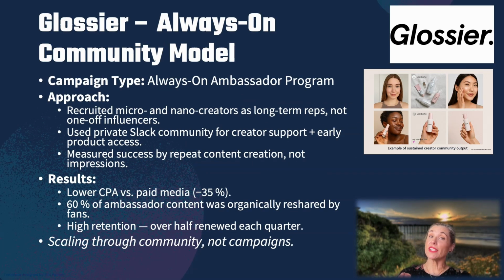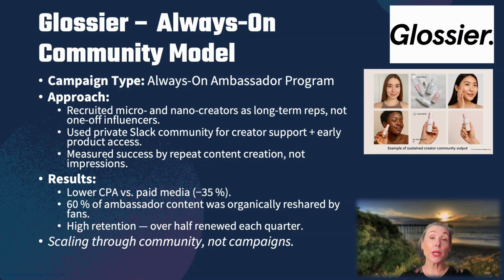This case study shows how Glossier moved from short campaigns to permanent infrastructure. Instead of treating creators like short-term vendors, the brand built an always-on ambassador program that turned influence into a stable growth engine. Glossier shifted from project management to relationship management. They focused on micro and nano creators, turning them into long-term reps instead of one-time influencers. Creators got access to private community channels, early product drops, and non-cash perks like discounts. Success wasn't measured by likes or views, but by repeat content creation and retention.